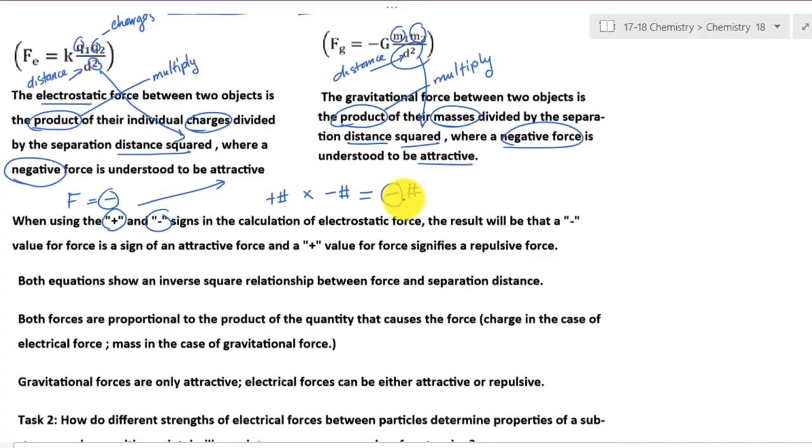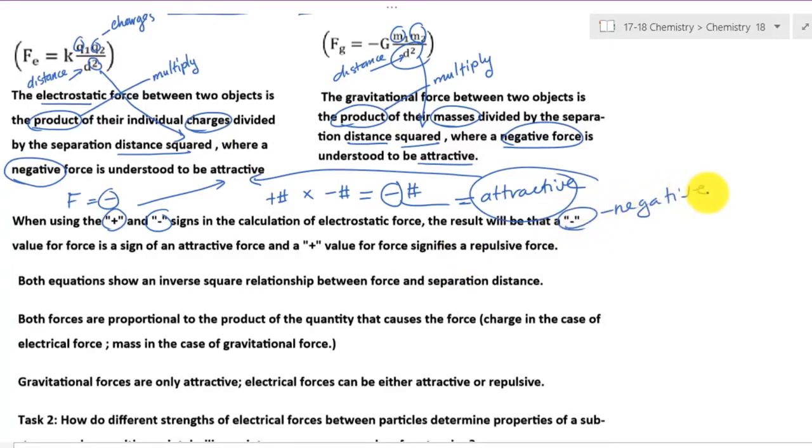Remember, the negative force right here is equal to attractive. So it makes sense: opposite charges attract. So we have to realize that proves that negative values indicate it is an attractive force.